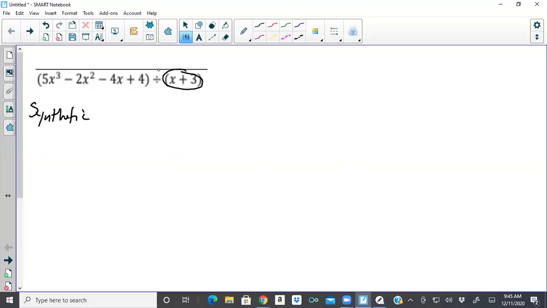And synthetic division is really, really nice because it is a process that we can just use over and over and over again. And it requires you to multiply and to add, and that is it. So it's a really, really nice process. And as long as you understand how it works, then you're fine.